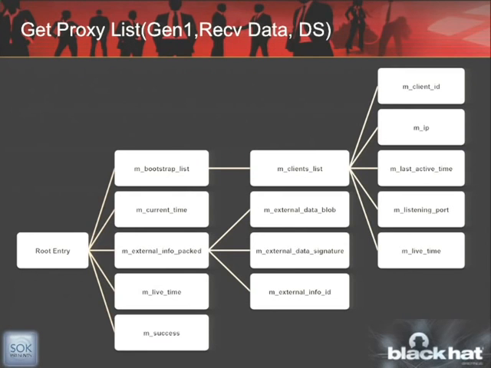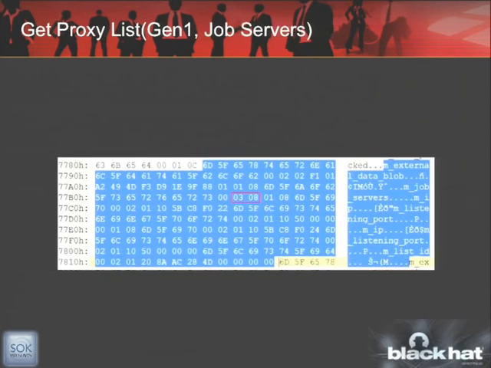So let's take a look at this. We can see the external data block. We can see the m underscore job servers, and after that are the job servers' IP addresses and the listening ports. We can see that m job servers is actually a section array. So 03 08 08 means how many job servers there are in this entry. There are only 2 job servers at the very beginning of Kelihos.